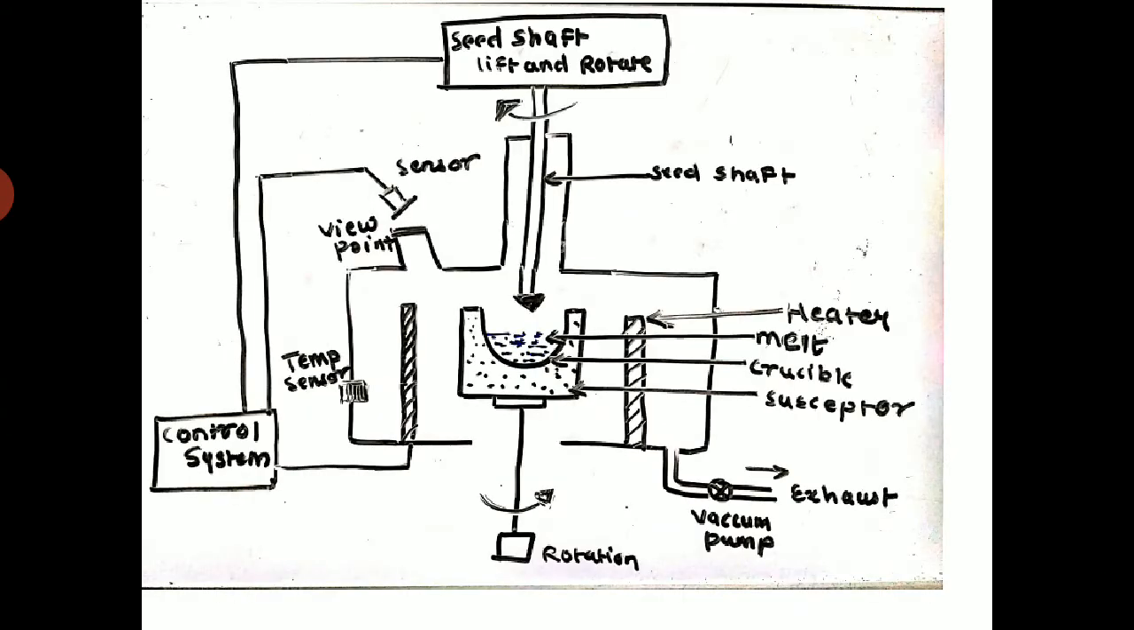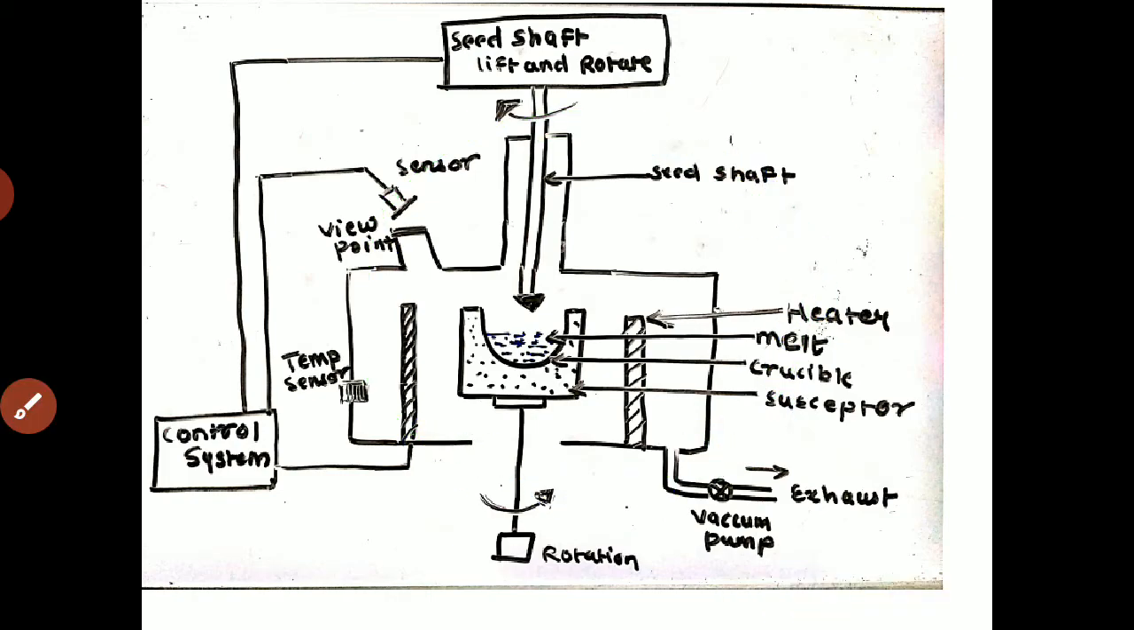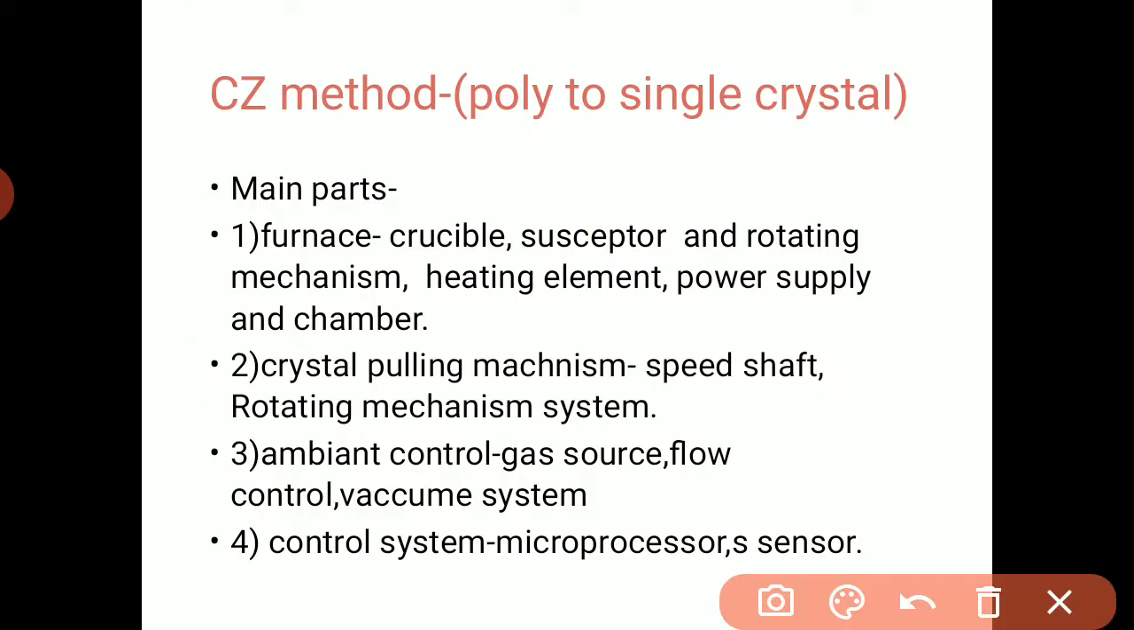So this is a typical diagram of a CZ method. There are four parts in this particular method. First one is a furnace, under which we have crucible, susceptor, rotating mechanism, heating element, power supply, etc. The second part is a crystal pulling mechanism, in which we have a seed shaft and rotating mechanism, and the third part is ambient control, in which we have a gas source, flow control and vacuum system, and then we have a control system.